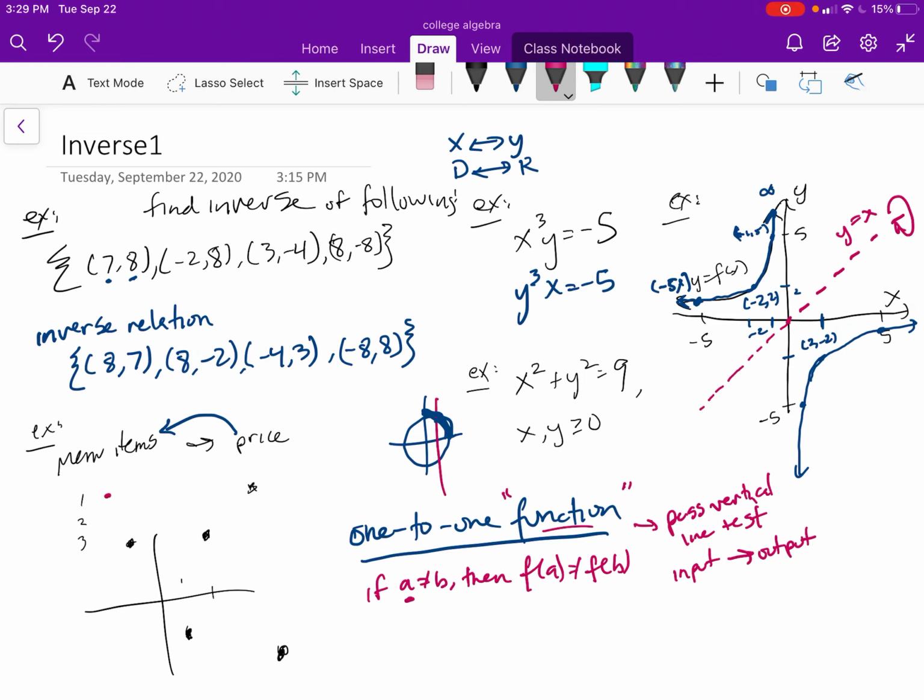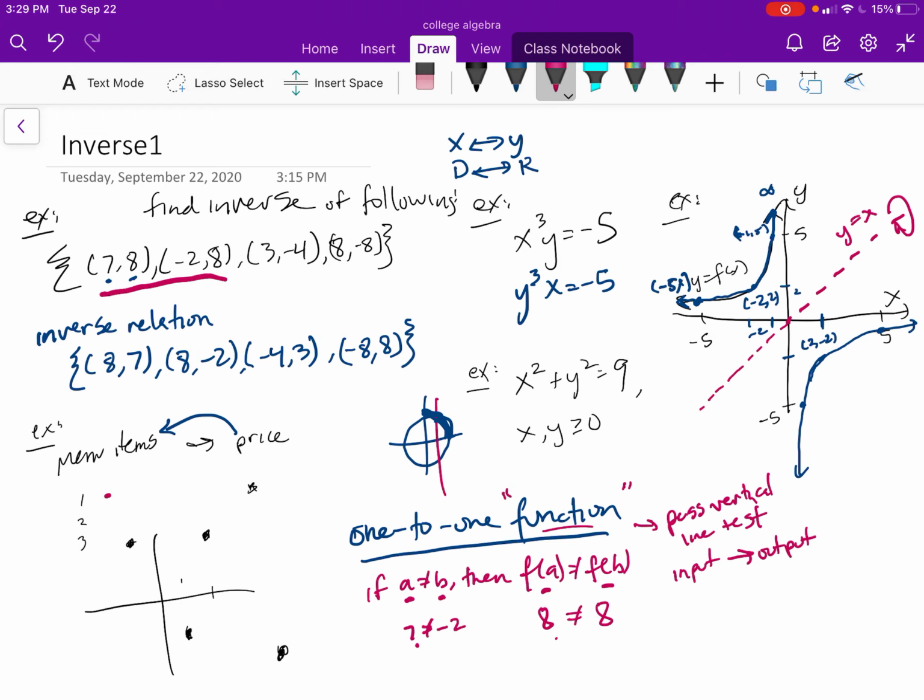But if these are two x's, so if the x's are different, then the y's have to be non-equal as well. But notice in this first example, 7 does not equal negative 2, right? I have two x's that are not equal. But it implies that the y's, the f of A was 7, right? 7 went to 8, is not equal to, I also have 8, but that's not true. So what does that mean? That means this is not one-to-one.